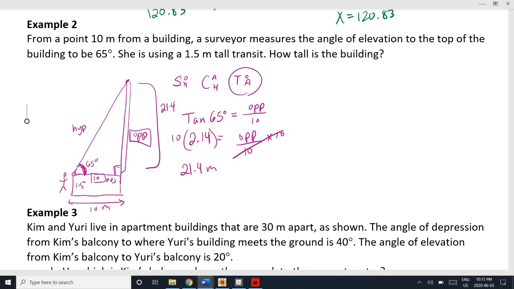So there's one extra step we have to do here, because since we're reading from 1.5 meters off the ground, we have to add that 1.5 to get the total distance here. So we have 21.4 plus 1.5 is equal to our total height of the building. Okay, and 21.4 plus 1.5 is 22.9. So our total height of the building is 22.9 meters. And that'll be our solution.